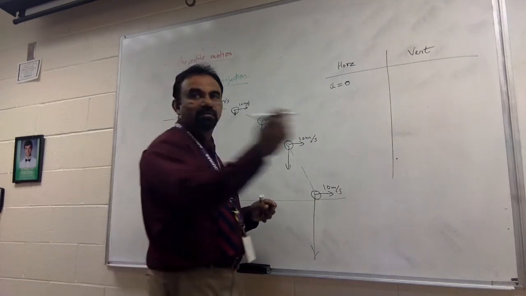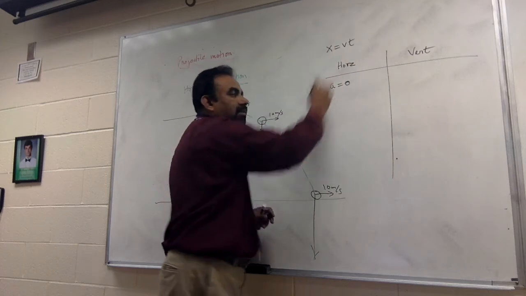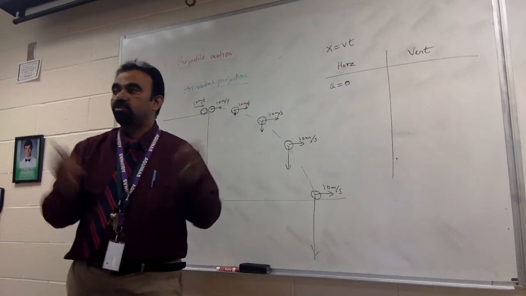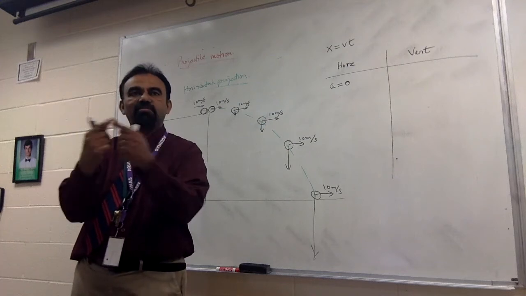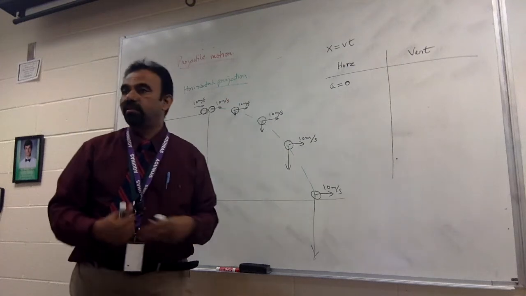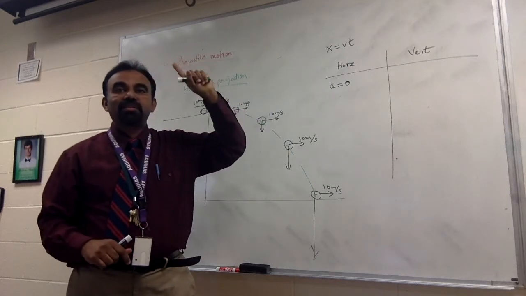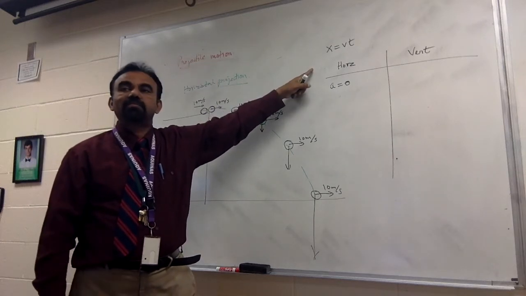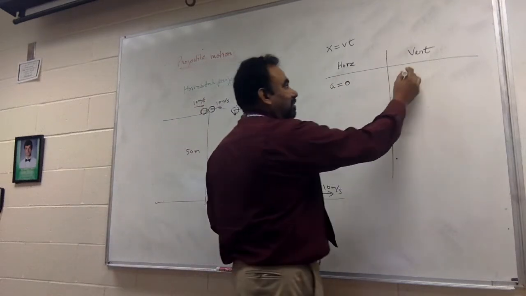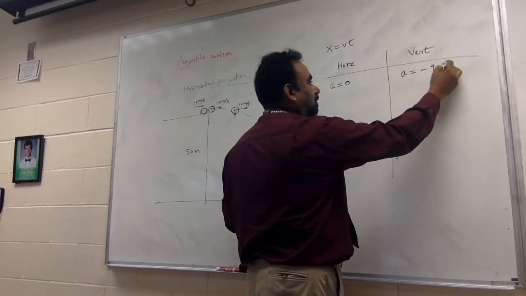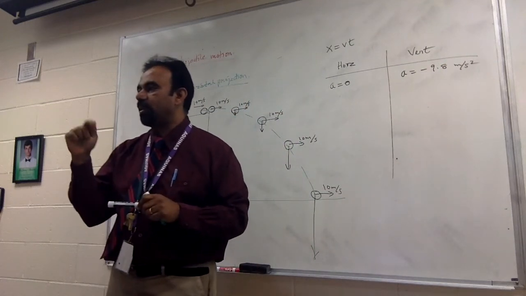X equals (VI plus VF) divided by 2 times time? No, it is just this. Good try. No, that will work because VF and VI are the same, so it will come out the same as this. So acceleration is zero, only one equation is applicable. Whereas on this side, acceleration is not zero. What's the acceleration? And then of course all the equations of motion can be applied.